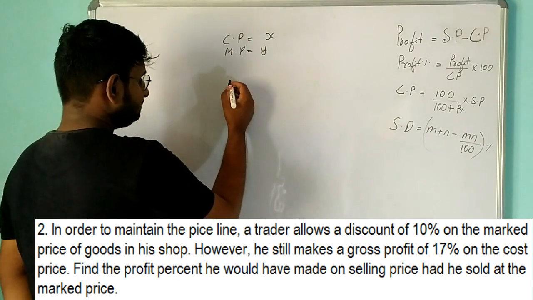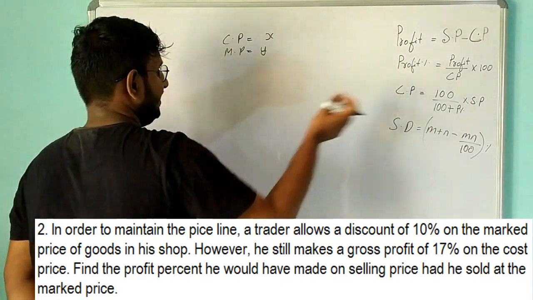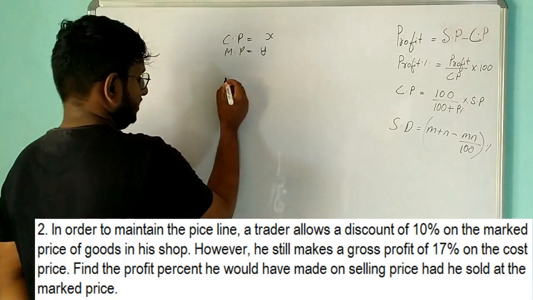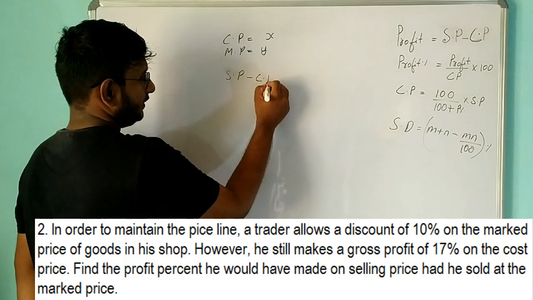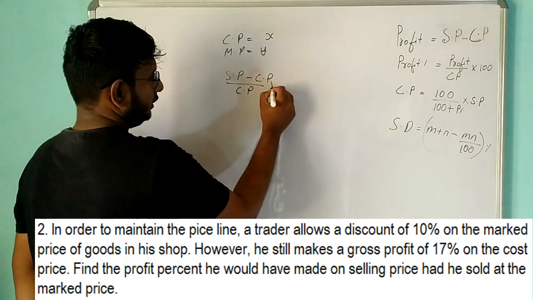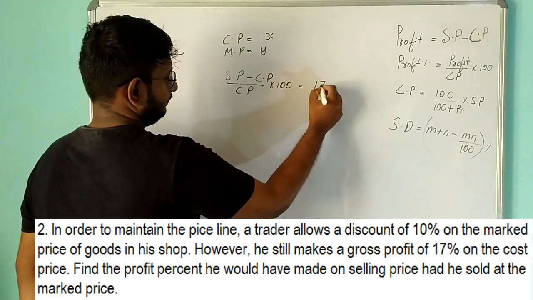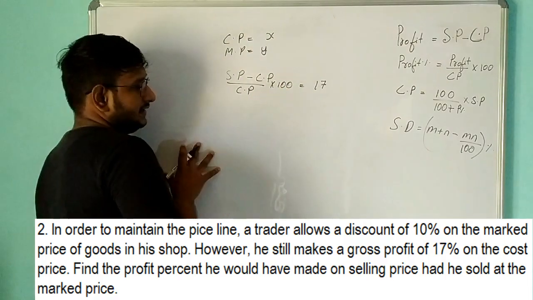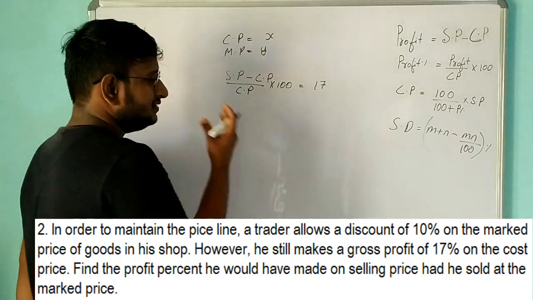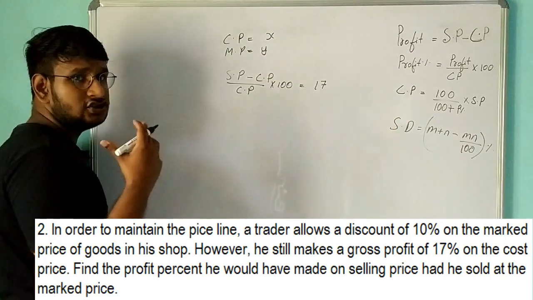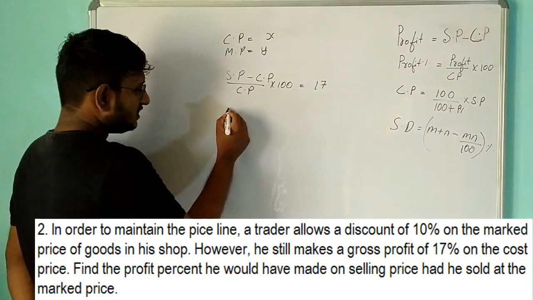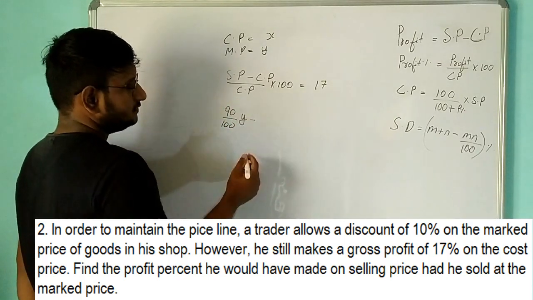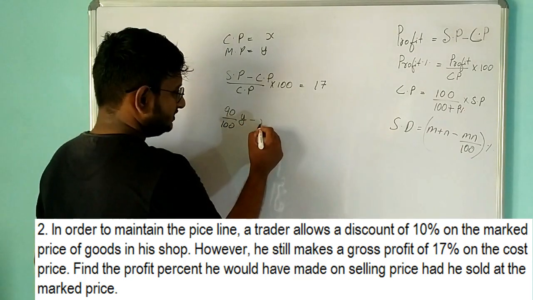Okay, so using this formula we can write: profit, that is selling price minus cost price, divided by cost price, into 100, is equal to 17. Because he has gained a 17% profit. So let's write it like this. What is the selling price? Selling price is nothing but the 10% discount on the marked price, that is, 90% of y. What is the cost price? We don't know, it is x. So let's take it as x.